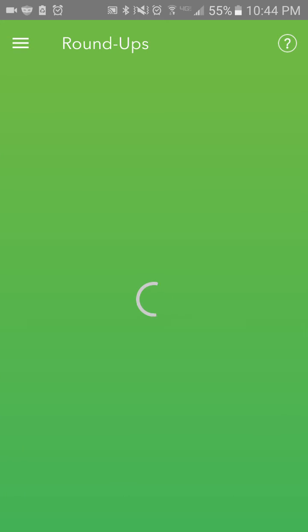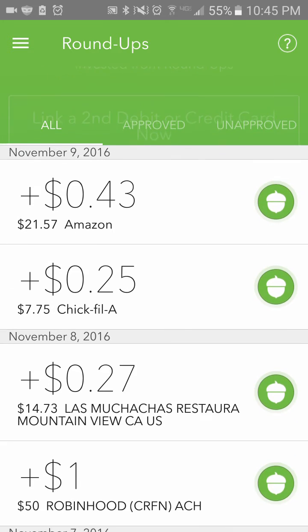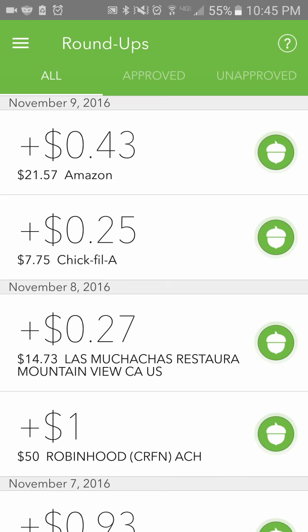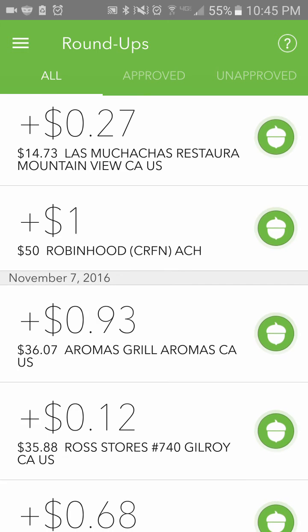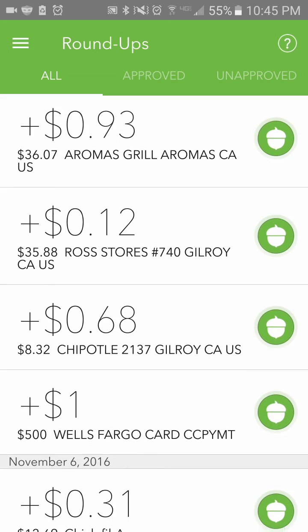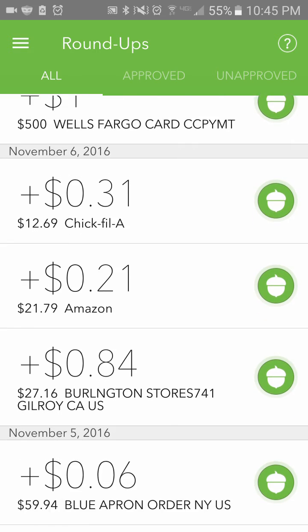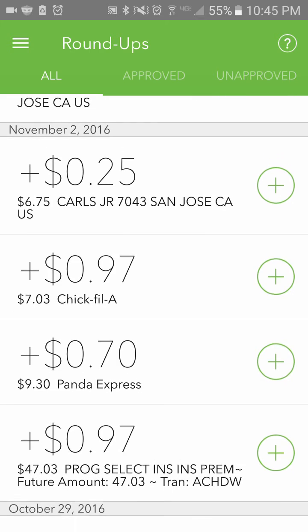And then the roundups. Like I said right here, the 306.03 you see at the top is invested from my roundups. So every time I made one of these purchases down here, like a 21.57 Amazon purchase, it invested 43 cents, Chick-fil-A 25. These are just everyday purchases, like when I go out to get food, when I buy stuff, whatever. It's always doing the work for me behind the scenes, always investing all this change.